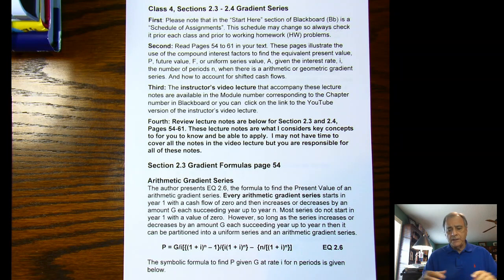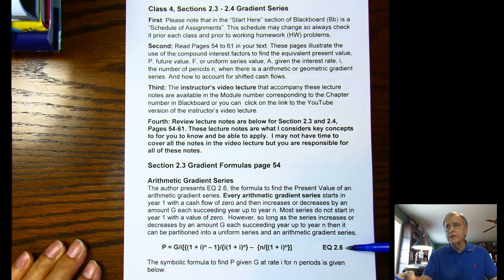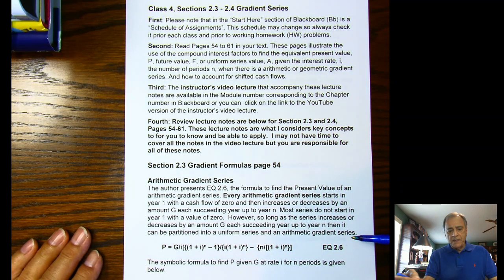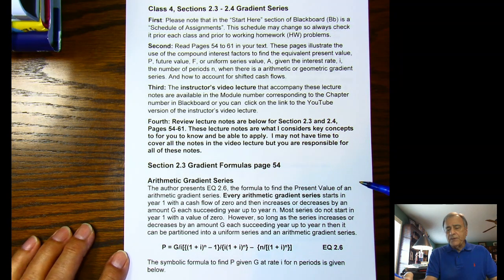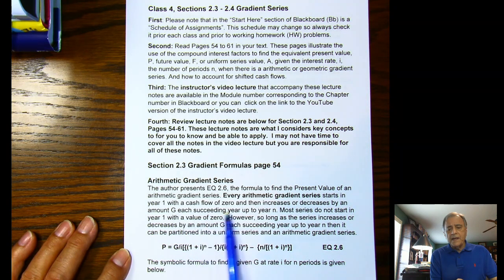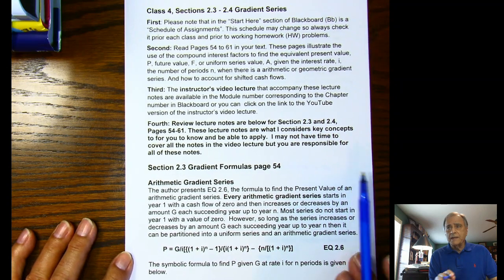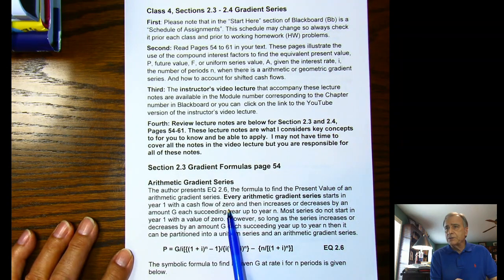So in equation 2.6 right here, that's the algebraic equation for the present worth of an arithmetic gradient series. Now, an arithmetic gradient series has some specific requirements. The first is that in year one the cash flow is zero. That means for this to be an arithmetic gradient series, it has to have a cash flow of zero in year one, and then it increases by an amount we call capital G.